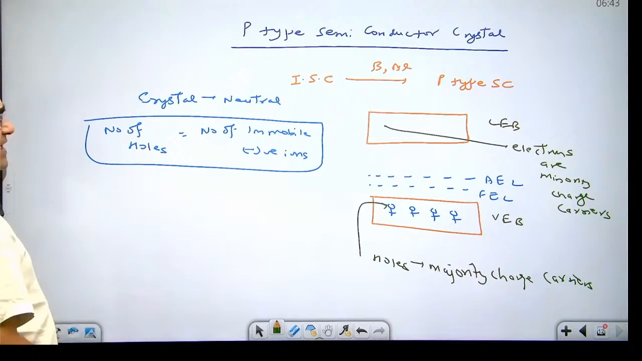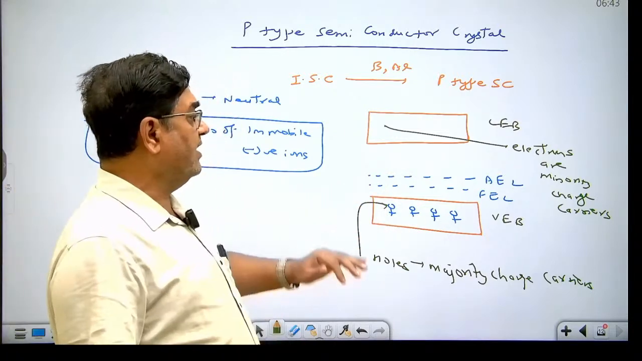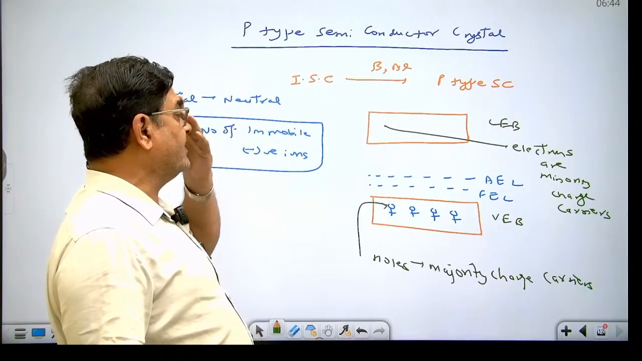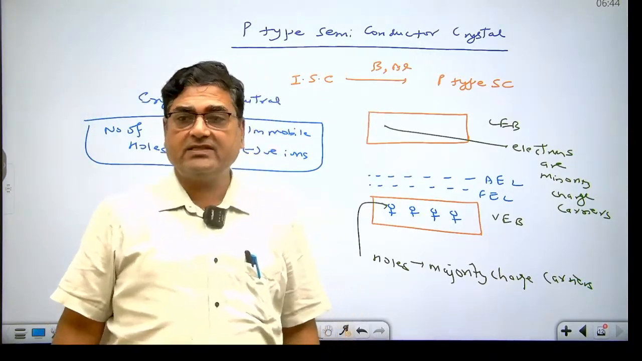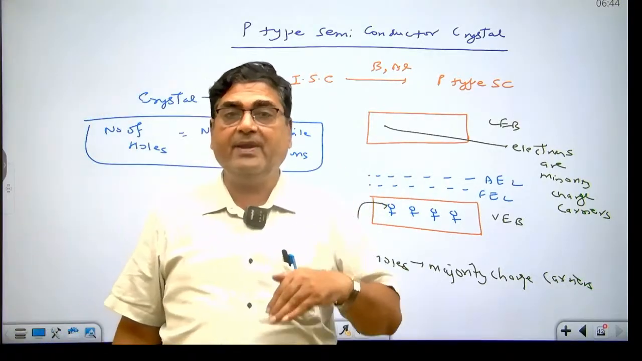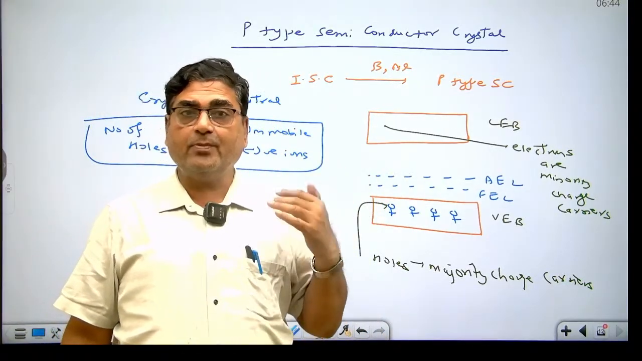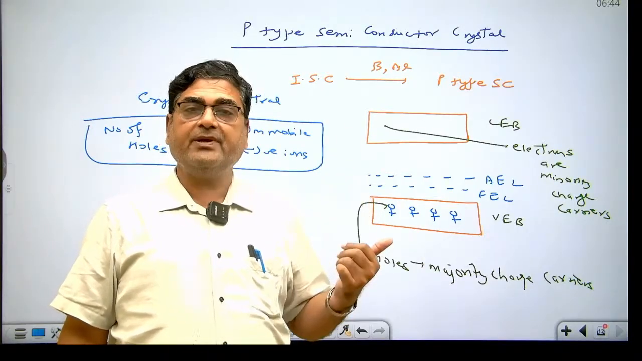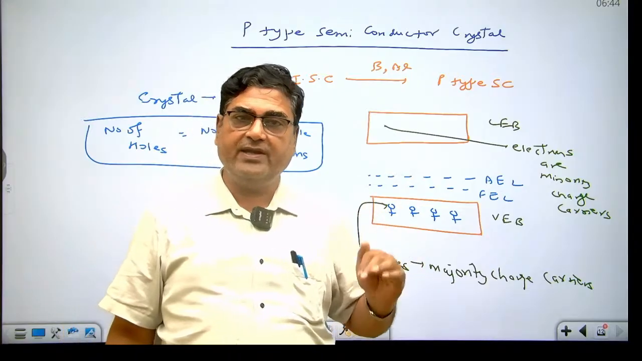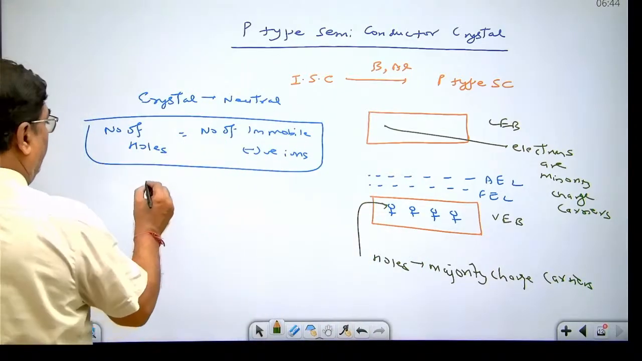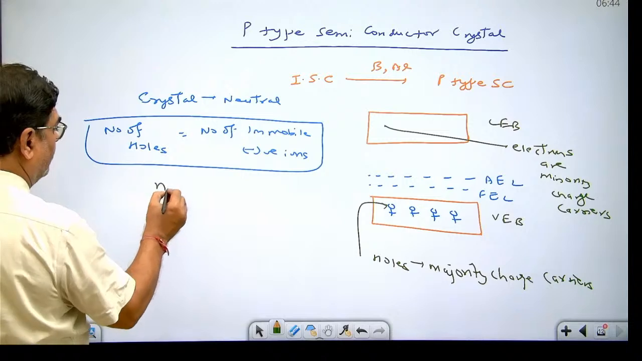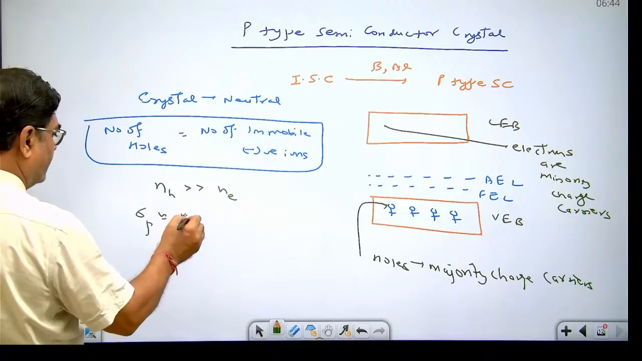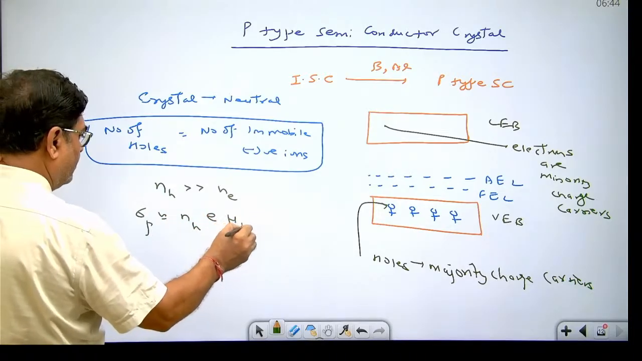And dear student, Fermi energy level remains located nearer to valence energy band. This is the criteria to classify P-type semiconductor, N-type semiconductor, and intrinsic semiconductor. In case of intrinsic semiconductor, Fermi energy level remains located midway between VB and CB. In case of N-type semiconductor, Fermi energy level remains closer to CB. In case of P-type semiconductor crystal, Fermi energy level remains located nearer to VB. And in case of P-type semiconductor crystal, hole density is quite large in comparison to electron density. Conductivity of P-type semiconductor is written as n_h e mu_h to solve numerical problems.